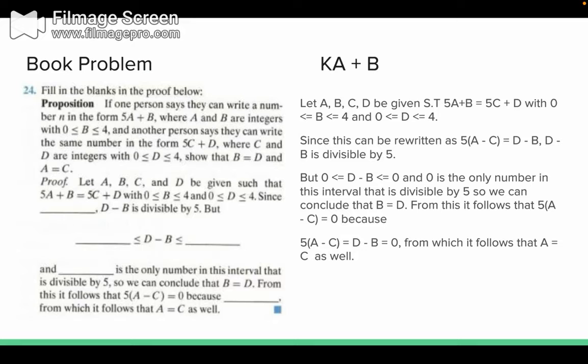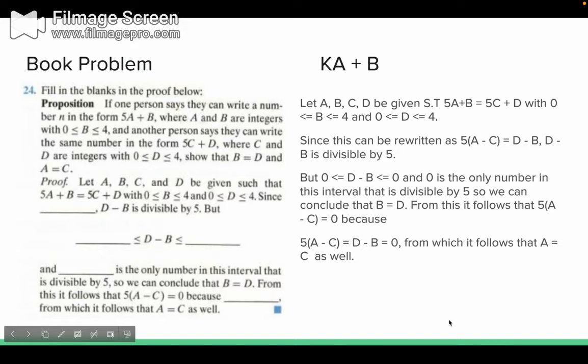So here's a book problem I'd like to look at. The book problem says, if one person says they can write a number n in the form 5a plus b, where a and b are integers, with b being greater than or equal to 0 but less than or equal to 4, and another person says they can write the same number in the form 5c plus d, where c and d are integers, with d being greater than or equal to 0 but less than or equal to 4. Show that b equals d and a equals c.